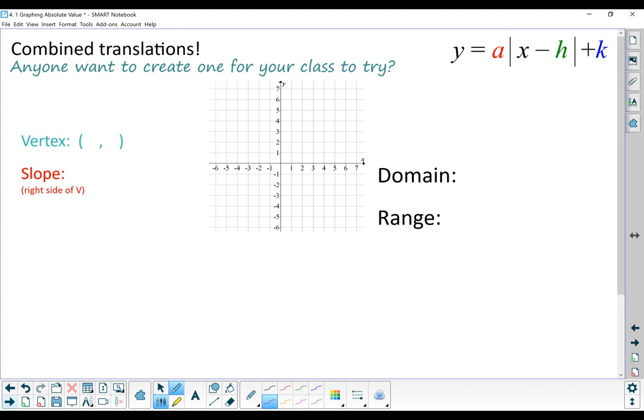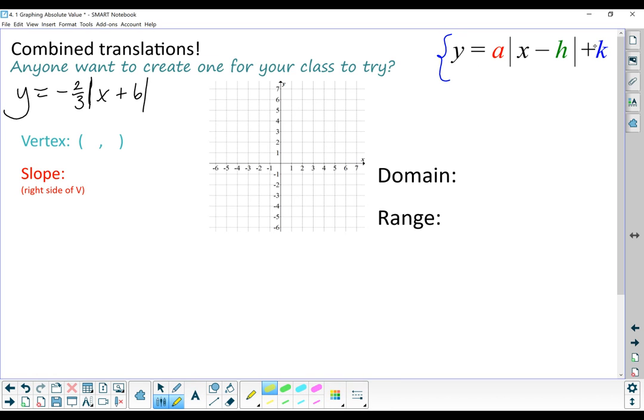Okay, so let's see. We created one in class, but I will create one here. So let's graph y equals negative 2/3 absolute x plus 6. Okay, so this vertex is one of the ones that is kind of challenging for students a lot.